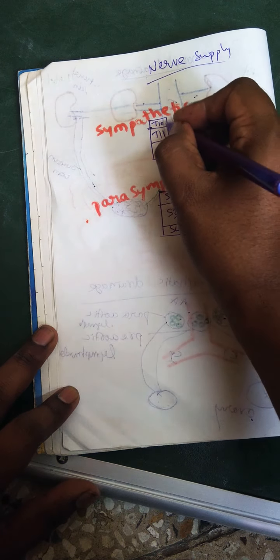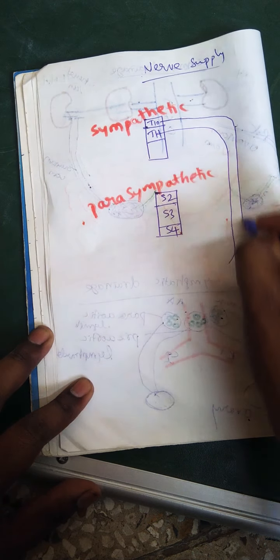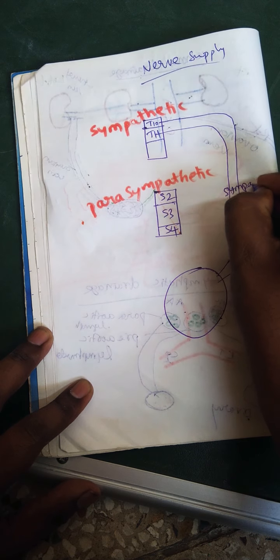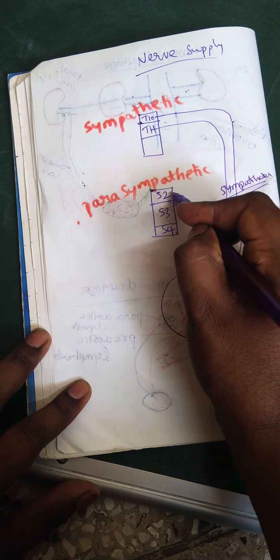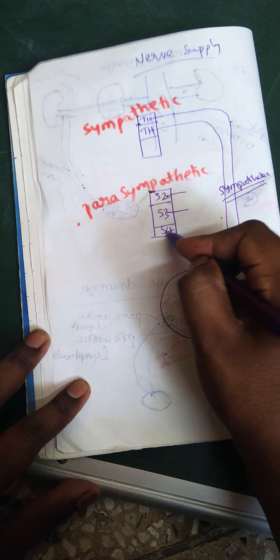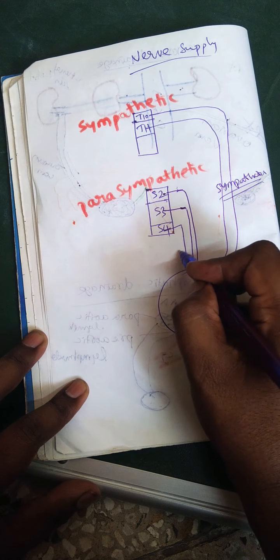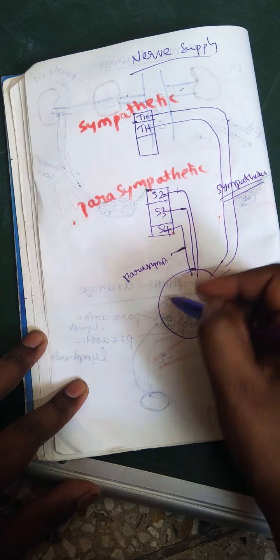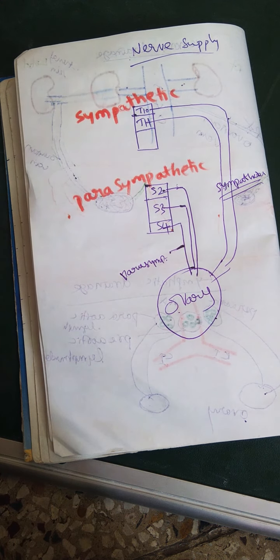So the T10 and T11 segments give sympathetic supply to the ovary. This is sympathetic innervation. The parasympathetic nerve supply comes from the S2, S3 and S4 segments, the sacral segments, which give parasympathetic innervation to the ovary. But the main functions of the ovary are under control of the hormonal system.